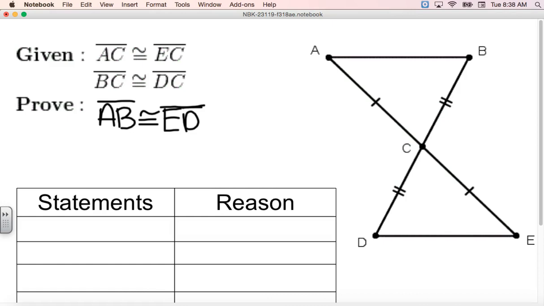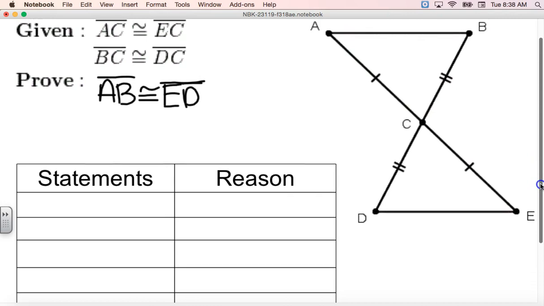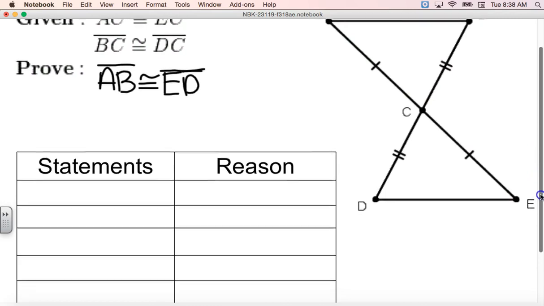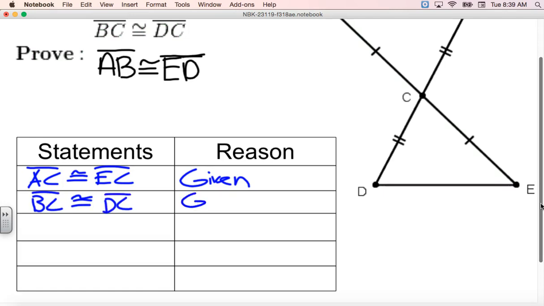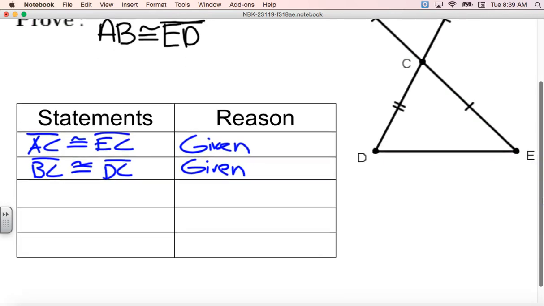Okay, so let's take what we're given. Write those in the box first. AC is congruent to EC. Reason is given. And we know BC is congruent to DC because it's given. We're trying to prove AB is congruent to ED. So I can put that down here. That's my last line. AB congruent to ED.